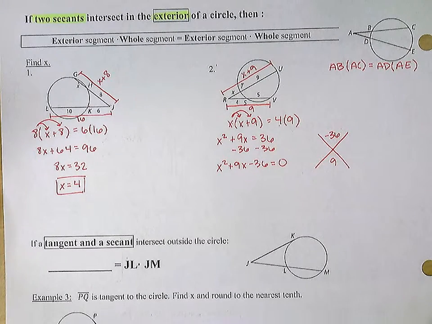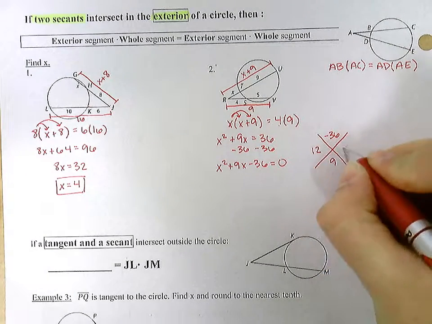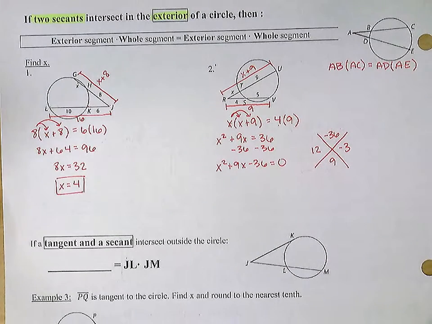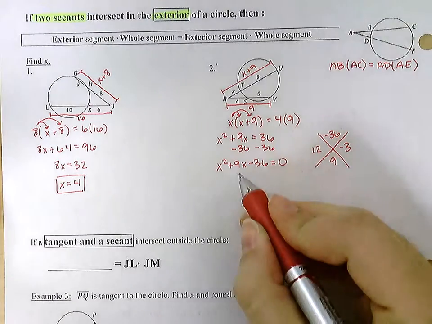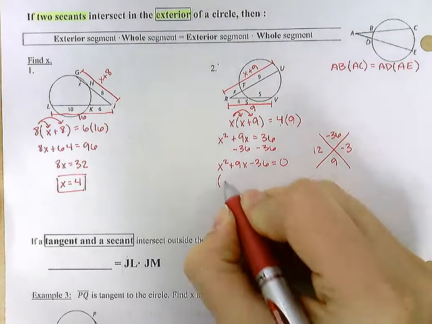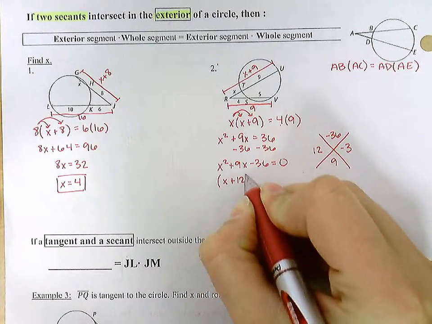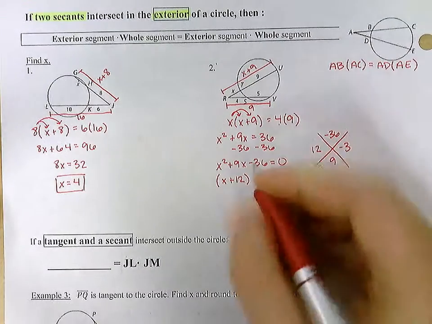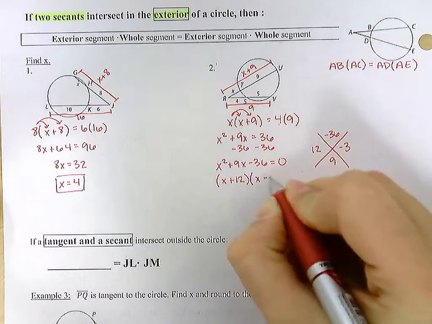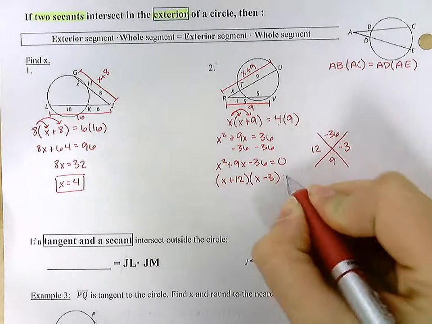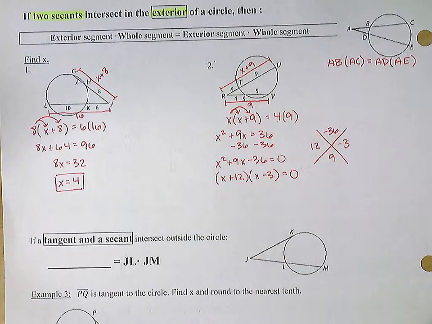Well, it's not 9 and 4. It's not 6 and 6. 12 and 3. Okay, so you would have 12 and negative 3. Okay, so if I multiply those two together, I get negative 36. If I add them together, I get positive 9. So back over at my problem here, this factors into x plus 12, okay, because that was positive, times x minus 3, because that was negative. That's still equal to 0.